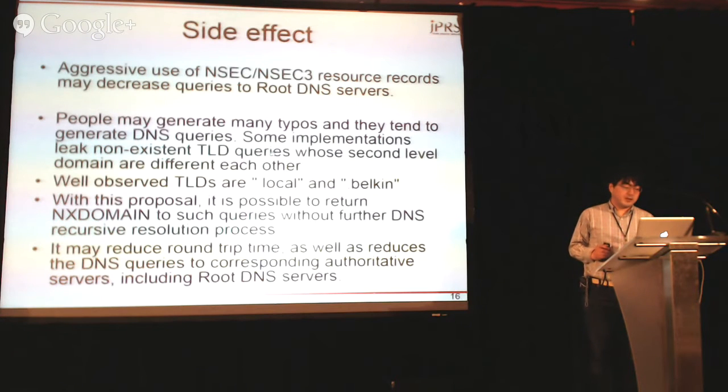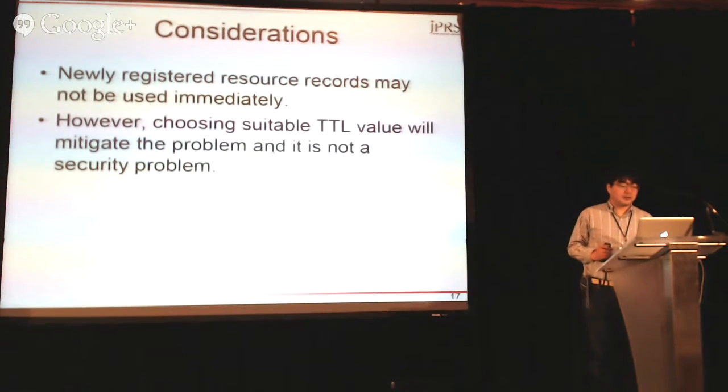And there are side effects. Aggressive use of NSEC3 resource records may decrease queries to root DNS servers. People may generate many typos and they tend to generate DNS queries. Some implementations leak non-existent TLD queries whose second-level domain names are different from each other. Well-observed TLDs are .local and .belkin. With this proposal, it is possible to return NXDOMAIN to such queries without further DNS recursive resolution. It may reduce round trip time as well as reduce the DNS queries to corresponding authoritative servers, including root DNS servers.